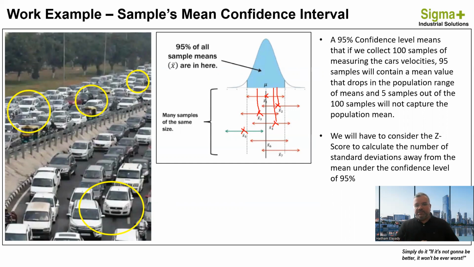We usually utilize what we call the z-score to calculate the number of standard deviations away from the mean under the confidence level. And give me a minute, I will explain how we utilize the z-score to calculate the margin of error.